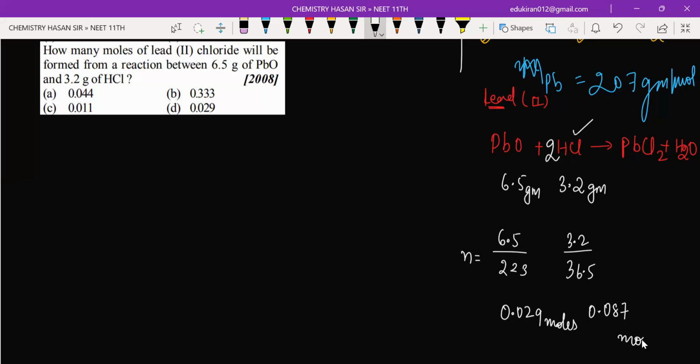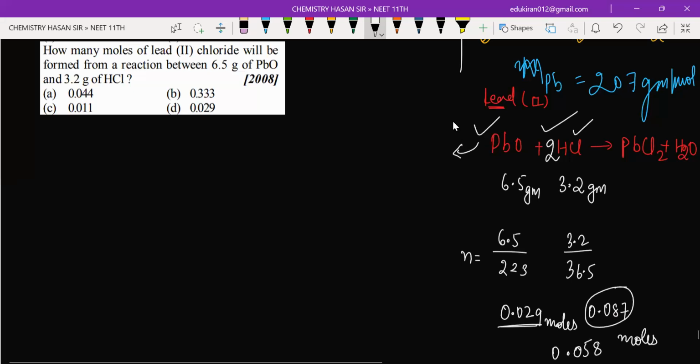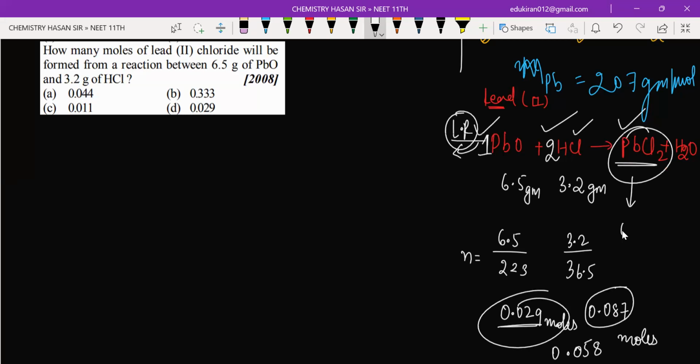0.087 moles. Now you can see 1 mole of this requires 2 moles of this. So 0.029 mole of this will require 0.058 mole. You can see the available amount is greater, that means lead oxide is your limiting reagent. According to the limiting reagent, the product formation will take place. We need to calculate how many moles. 1 mole of this gives 1 mole of this, so 0.029 mole of this will give 0.029 mole of this. That's why the answer is D.